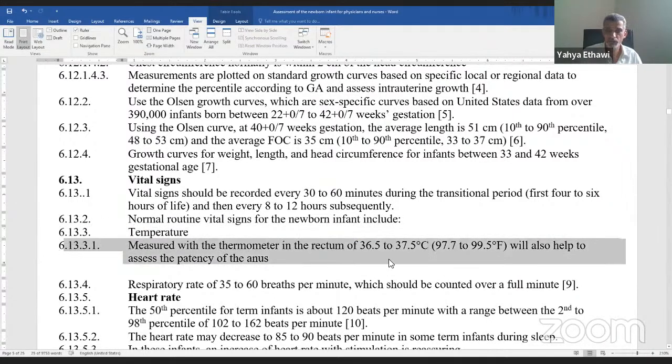The first temperature should be checked rectally, because the outside temperature of the belly, the surface temperature of the body, may not reflect the actual core temperature. That's one. The second, using a rectal probe to measure the rectal temperature reflects the core, and also helps you to identify any abnormal anus.